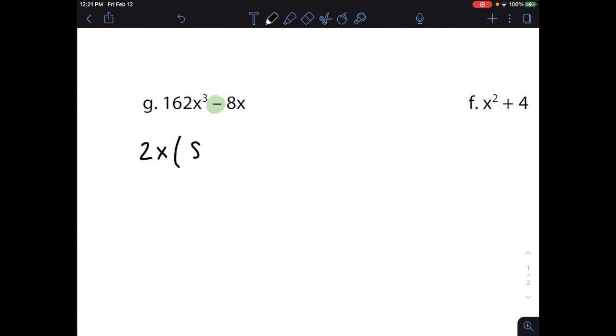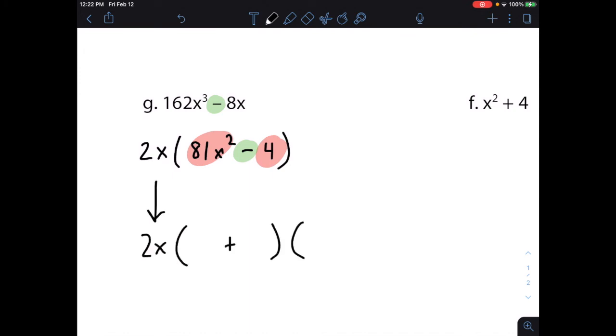So this is, again, 81 like we had before, and then minus 4. Okay, so now that's a perfect square. That's a perfect square. We still have the difference, so we can then write our answer. So don't forget that 2x. And the plus and minus signs, if you want to set those up right away, you could do that. That way you won't forget your plus and your minus. All right, so 81x squared, the square root of that is 9x and 9x. And then we have 2 and 2. So there we go. That's our answer.